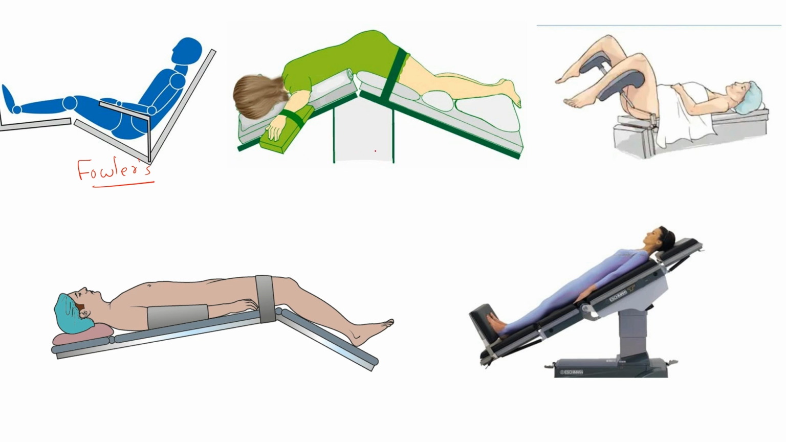Now the next one is your jackknife position. Usually for any bottom cases like pilonidal sinus, hemorrhoids, fissure, fistula, only for certain procedures for fistula and fissure, we'll go for this jackknife position. And this is the classical lithotomy position. Then we have seen this one, your Trendelenburg, and this is just the opposite of it, so it is your reverse Trendelenburg.